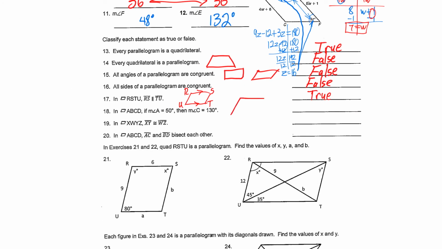Number 18. So in parallelogram ABCD, angle A is 50 and angle C is 130. Well, that's false. Those should be equal. And you know that because opposites are going to be like this. Those should be equal.